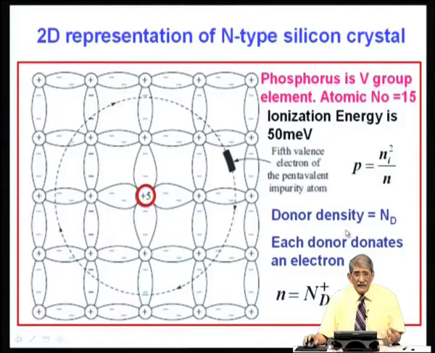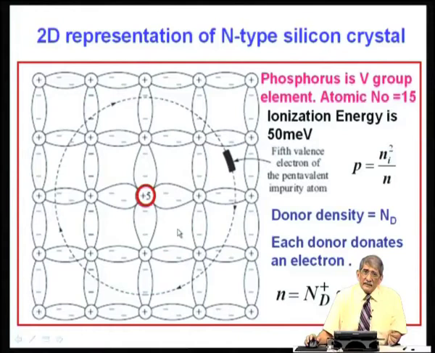If there are 10 to the power of 15 phosphorus atoms which you have donated, it will donate 10 to the power of 15 electrons to the crystal. So, what was originally 10 to the power of 10 holes and 10 to the power of 10 electrons, now becomes 10 to the power of 15 electrons, but the hole density will die down drastically, because many of these electrons will participate in killing those holes, recombining with the holes.